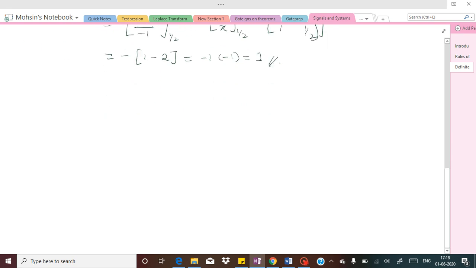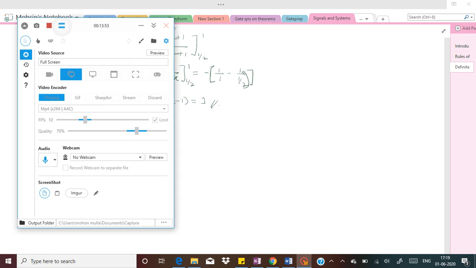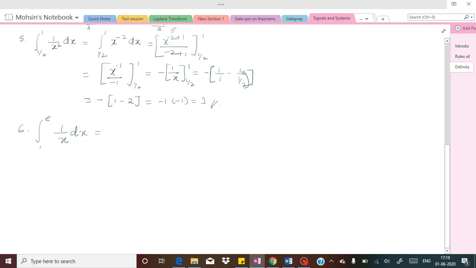Okay, so now let us obtain integration of one more term similar to that, that is integration between 1 to e of 1 divided by x dx, that is equal to, okay, so integration of 1 by x we already have obtained, it will be equal to ln of x.